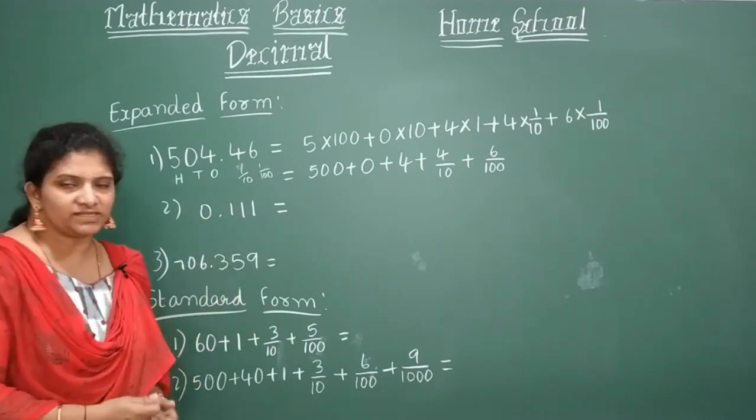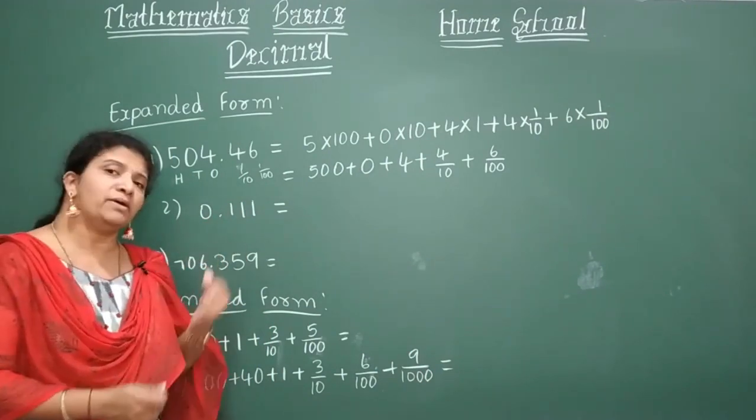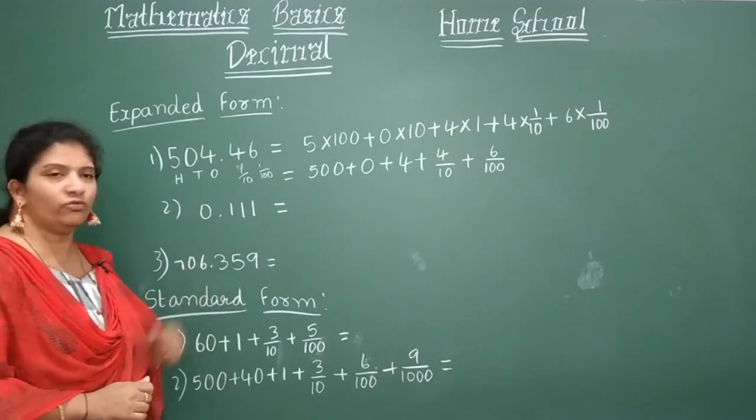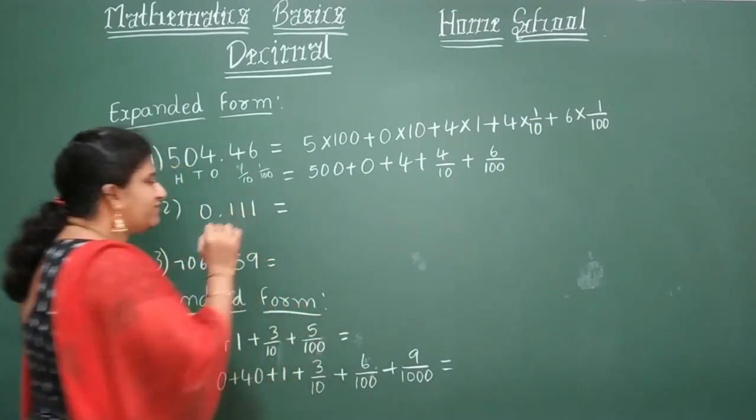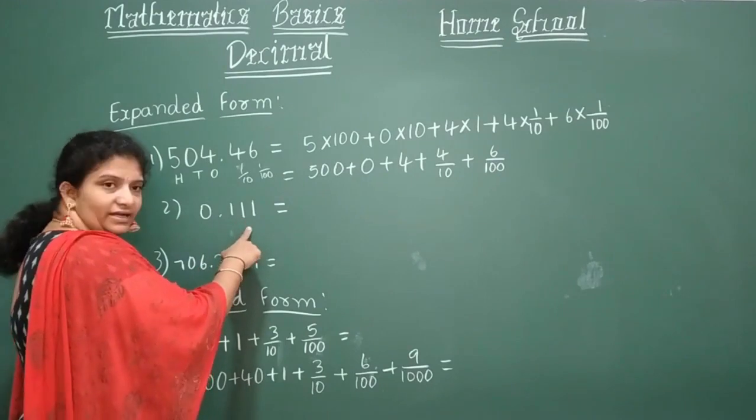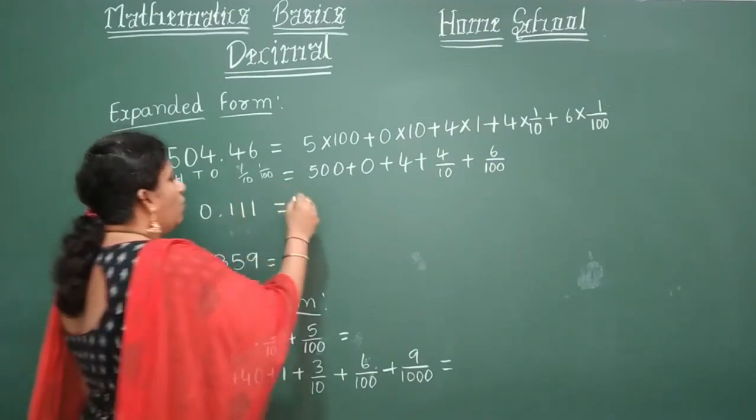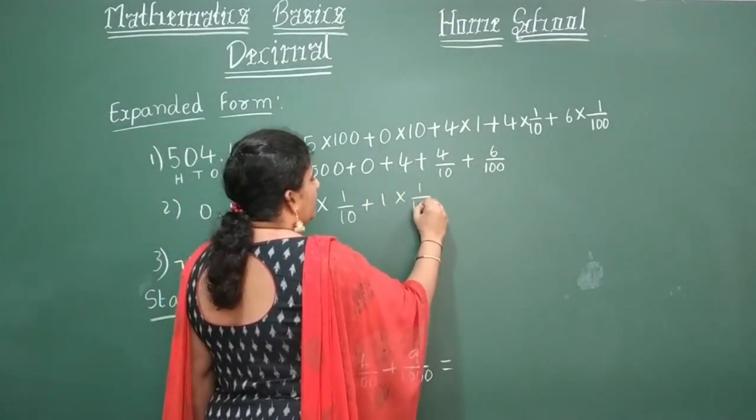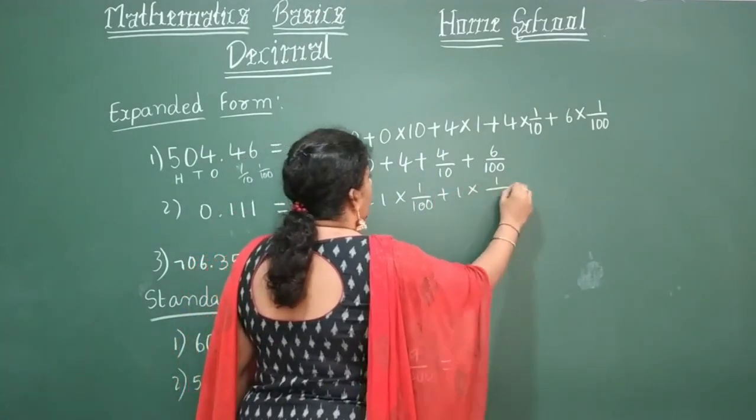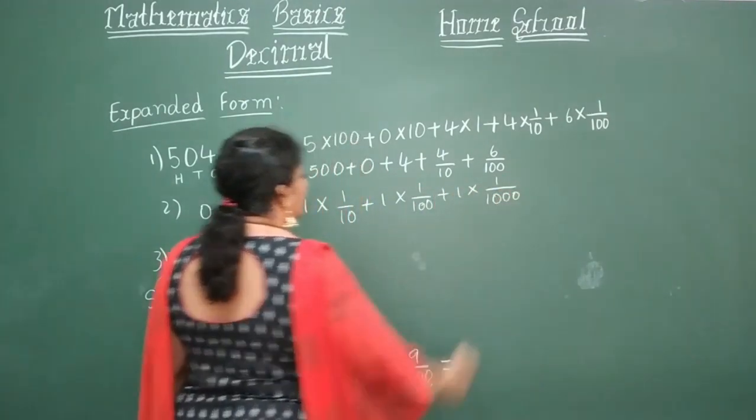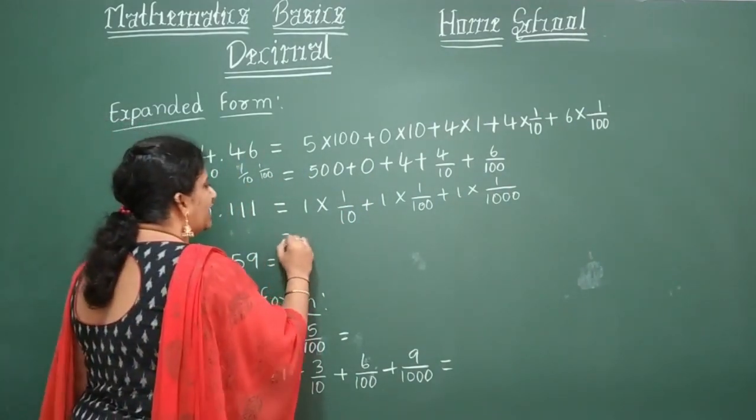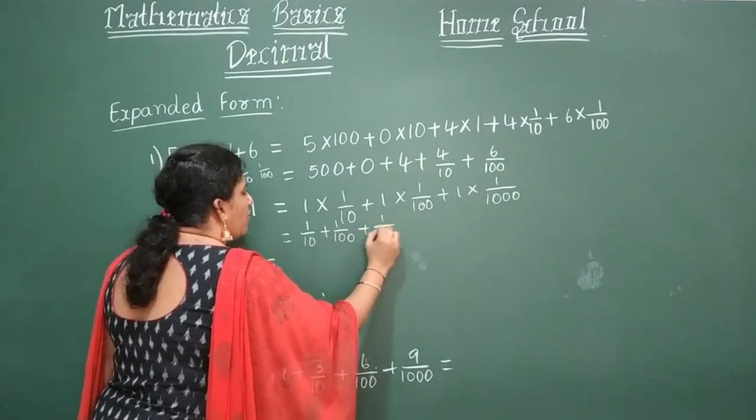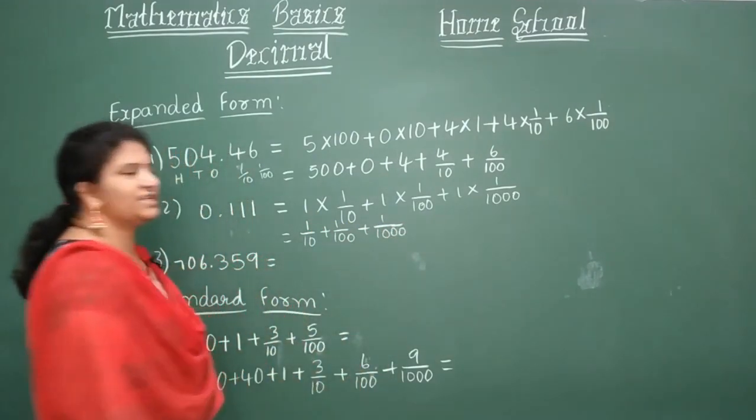Shall we write two more examples here, children? So now, when your whole number part is 0, no need of considering this side part. Directly you go with this. How do you write, children? 1 is in which place? 10th, 100th, 1000th, right? 1 into 1 by 10 plus 1 into 1 by 100 plus 1 into 1 by 1000. Okay, so finally, how do you rewrite this? 1 by 10 plus 1 by 100 plus 1 by 1000. This is the expanded form.